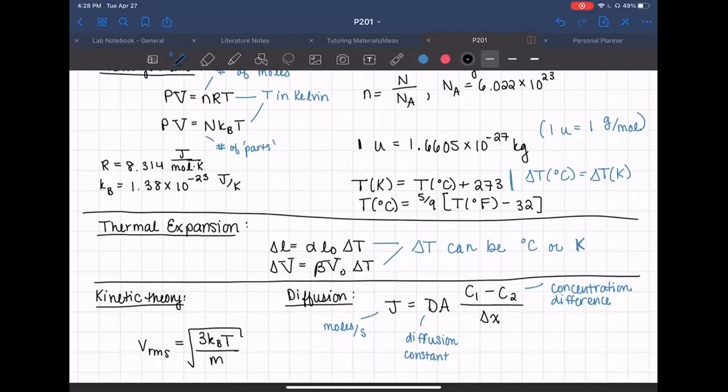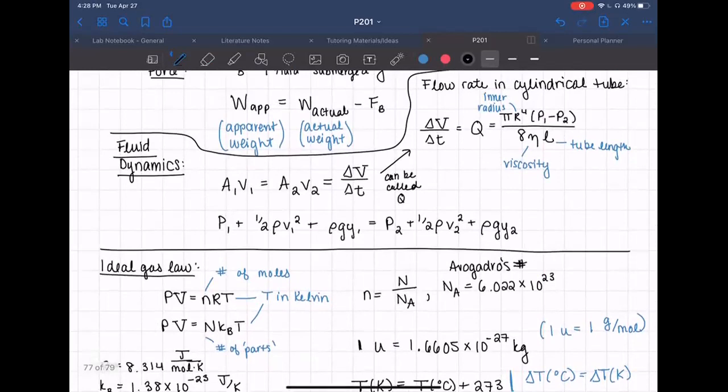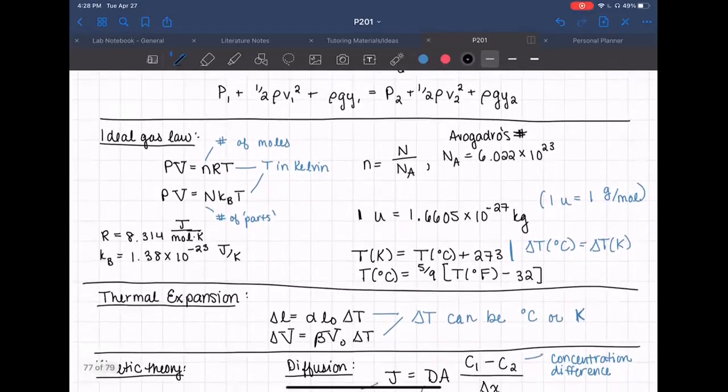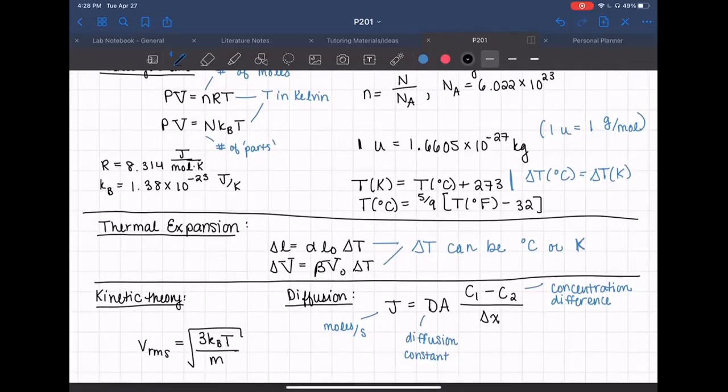But I think there is a picture in your book, a diagram that goes with this one. So kind of similarly to the flow rate in the cylindrical tube, if this is one that you feel like the picture helps you understand what the heck's going on in the equation, then by all means, definitely put that on your equation sheet.